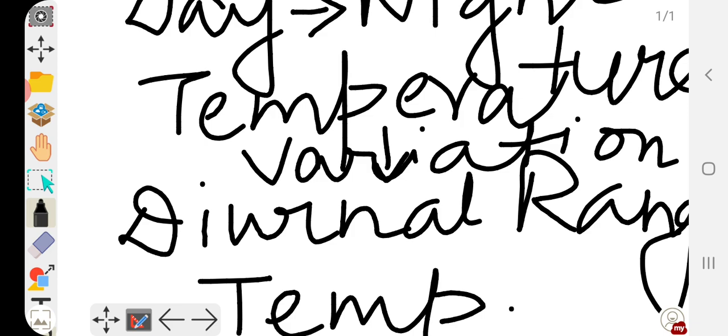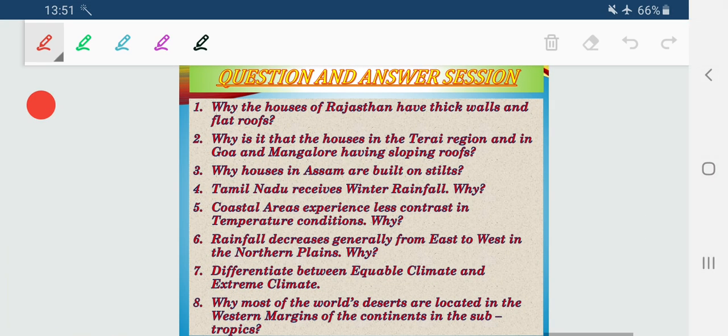So now let us proceed. Hopefully the concept of diurnal range of temperature is clear to everybody. Now let us proceed to the question that I was discussing, which is there in your find out question. Why do the houses of Rajasthan have thick walls and flat roofs? So what does this indicate?